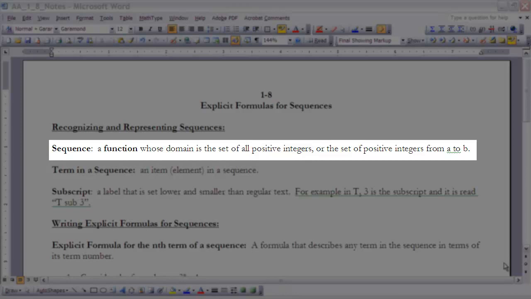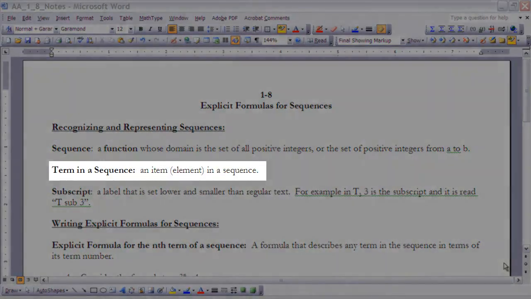positive integers starting with 1, 1, 2, 3, 4, etc. on forever. Or it could be just a set of positive integers, say from 1 to 10, or from 6 to 8, or from 12 to 24. So it's always going to be whole positive numbers in terms of the domain. The range could be anything, but the domain has to be positive integers.